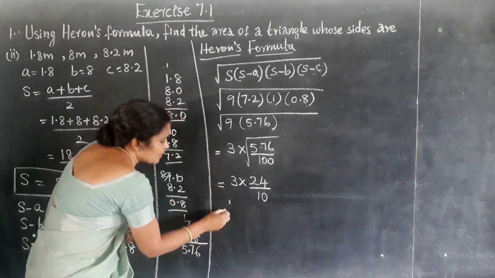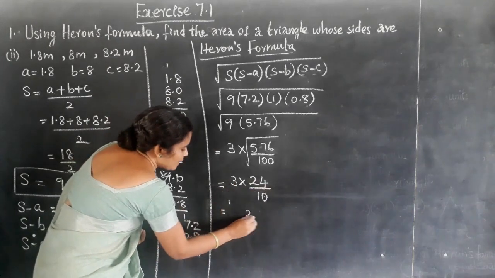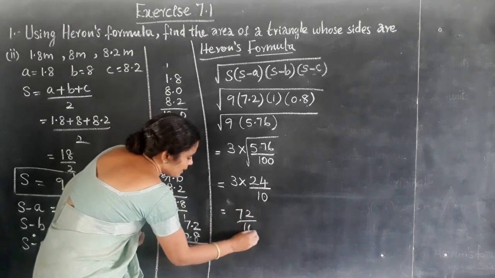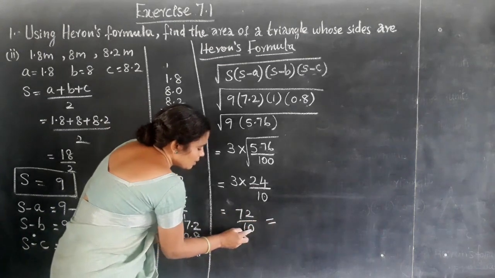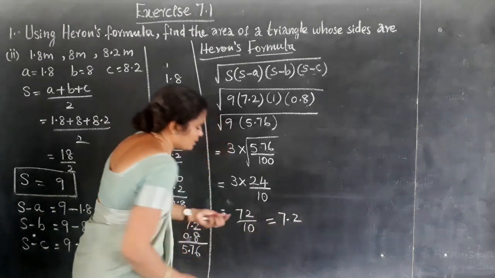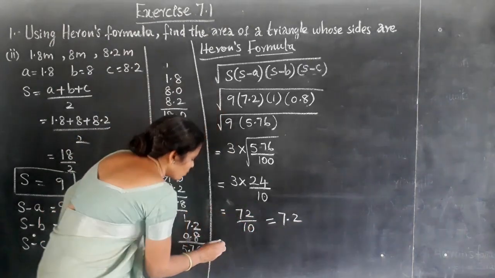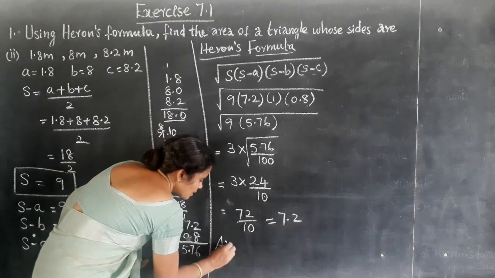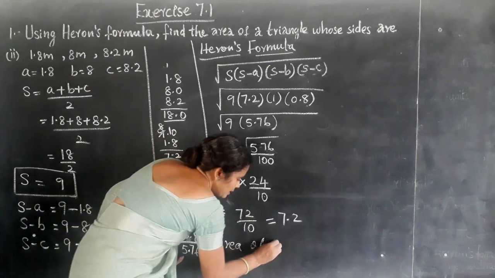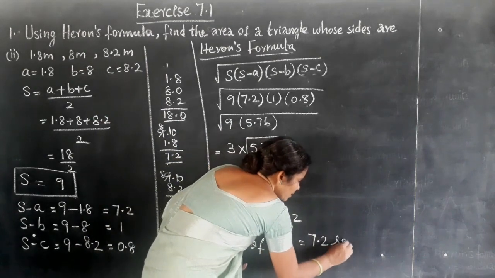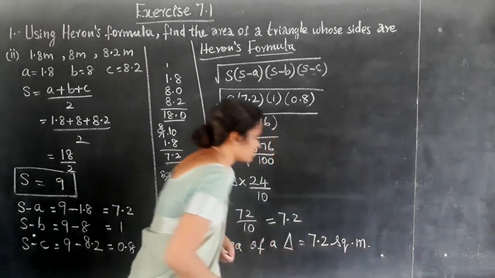4 3s are 12, remaining 1, 3 2s are 6, 6 plus 1 is 7. 72 divided by 10 is equal to 7.2. So therefore, the area of the triangle is equal to 7.2 square meter.